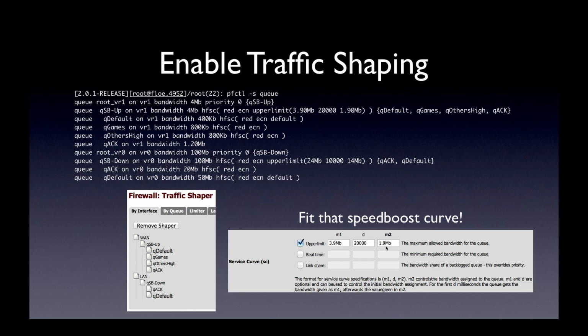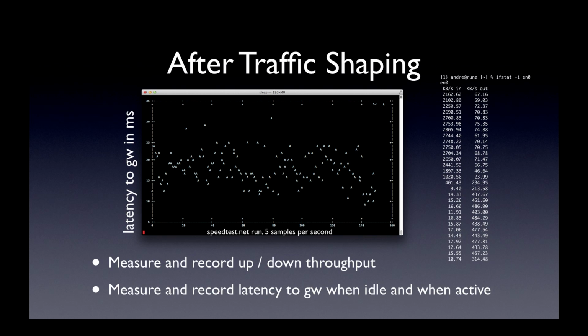So how do you come up with these values? Well, you come up with the values by measuring your connection before you start traffic shaping, and figuring out how long it takes for your uploads and your downloads to fall from the speed boost rate down to the sustained rate, and basically just keep iterating until you find values that work. For example, after applying the traffic shaping rules, the same speedtest.net test run has the following results.